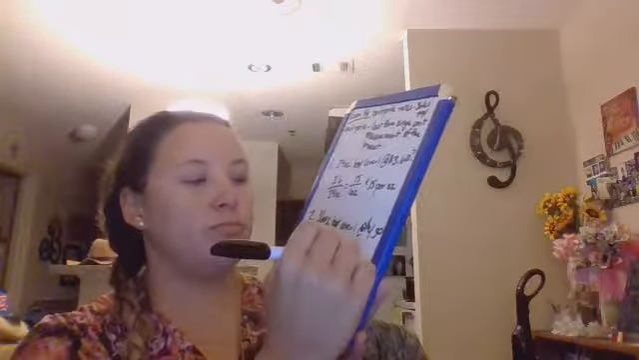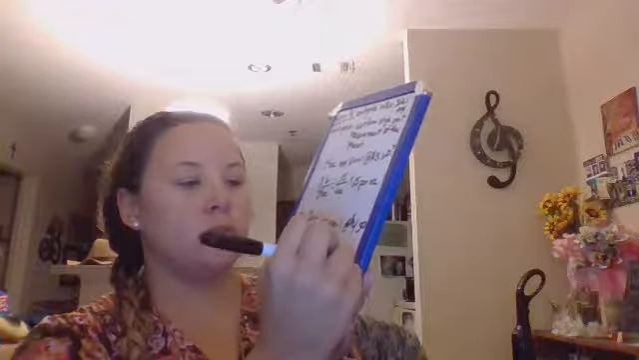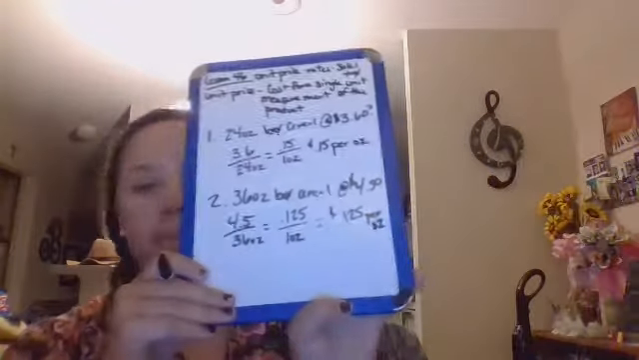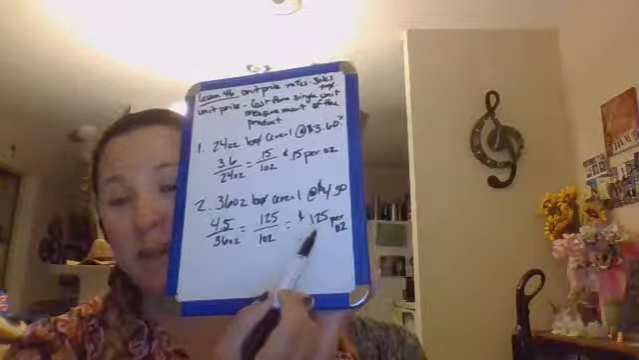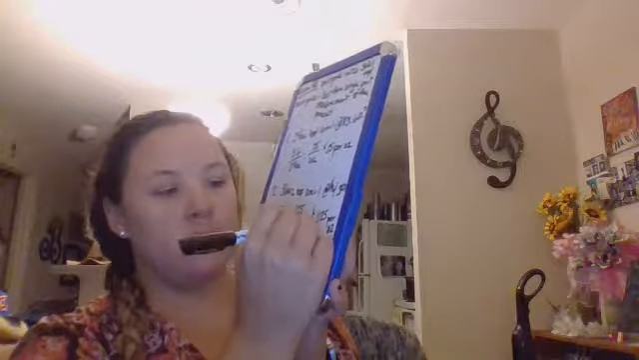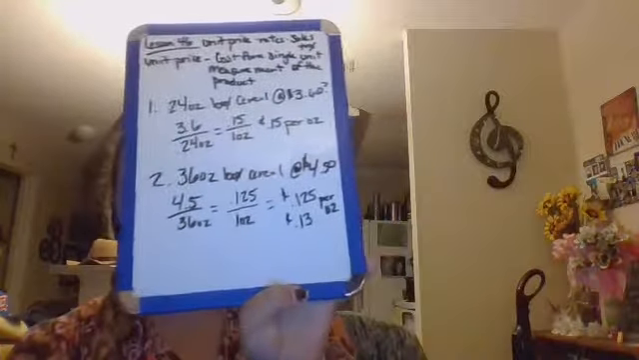So then it is 0.125 per ounce. And because money doesn't go that far, we just round it. So it's 13 cents per ounce.